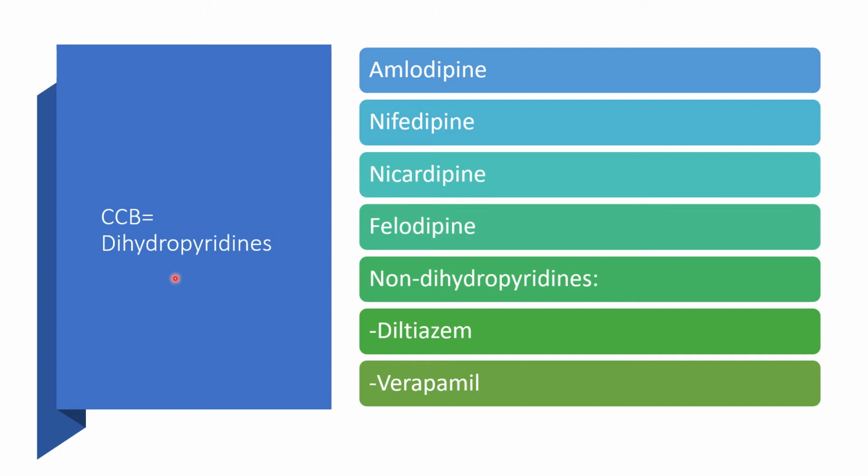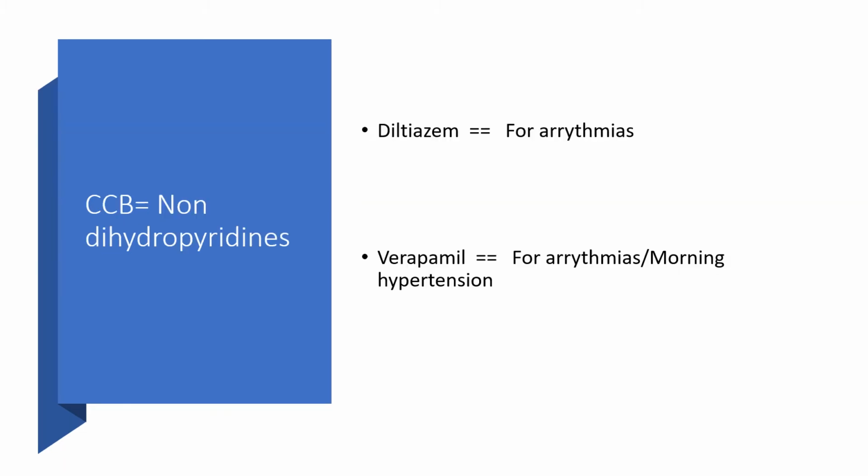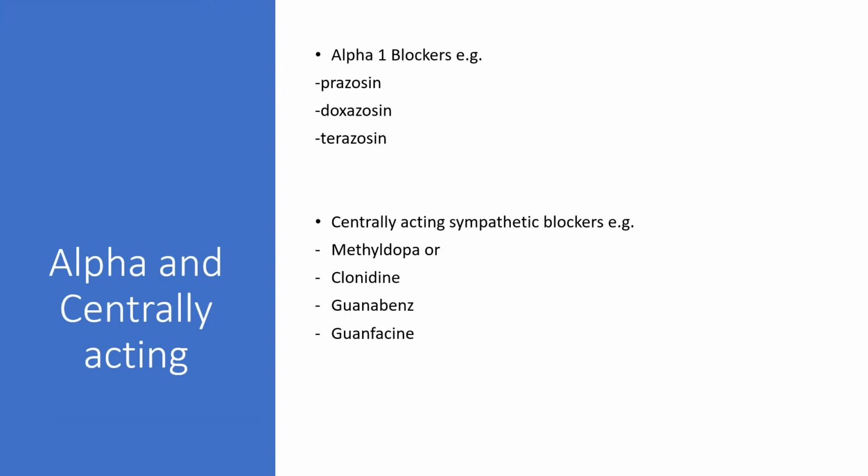Now, calcium channel blocker dihydropyridines: amlodipine. This is pretty popular. Norvasc, nifedipine, pretty popular. Nicardipine in severe hypertension, felodipine. Non-dihydropyridines will be diltiazem and verapamil. Now, diltiazem for arrhythmias, verapamil for arrhythmias and morning hypertension. Alpha-1 blockers will be prazosin, doxazosin, and terazosin. Those who will be treating anyone with benign prostatic hypertrophy or hyperplasia will remember this.